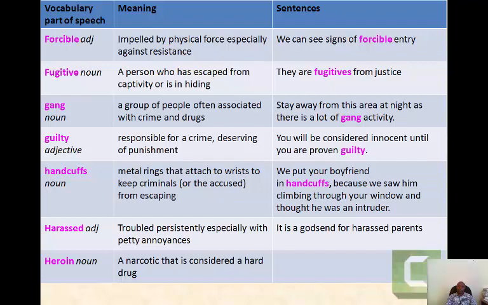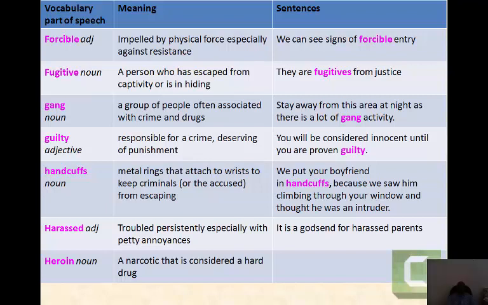Gang. This noun refers to a group of people often associated with crime and drugs. Example, stay away from this area at night as there is a lot of gang activity. Guilty, adjective. This is used to refer to somebody who is responsible for a crime deserving of punishment. Example, you will be considered innocent until you are proven guilty.